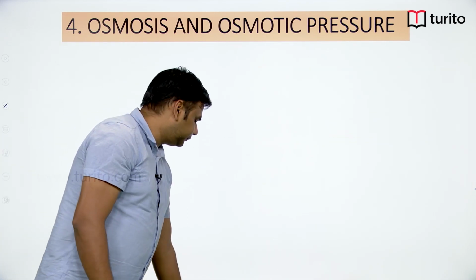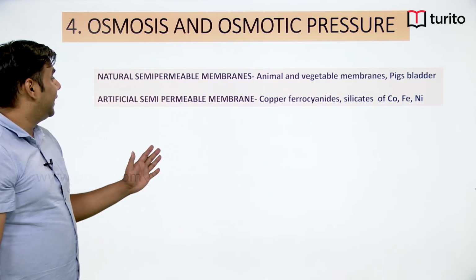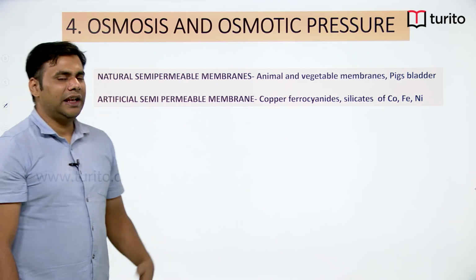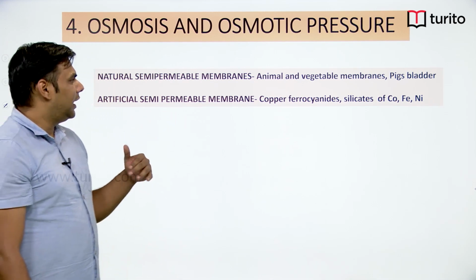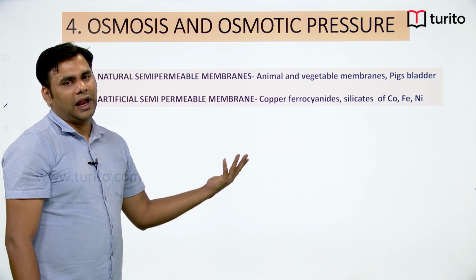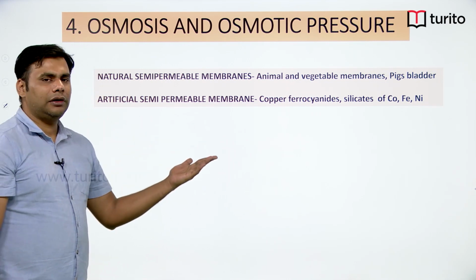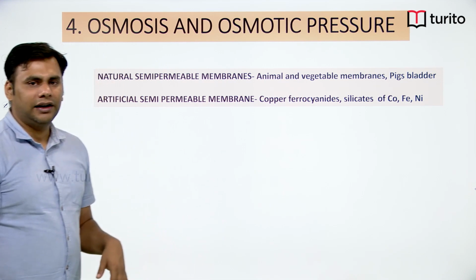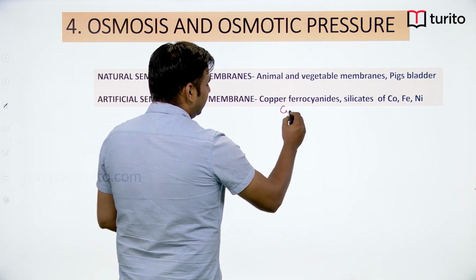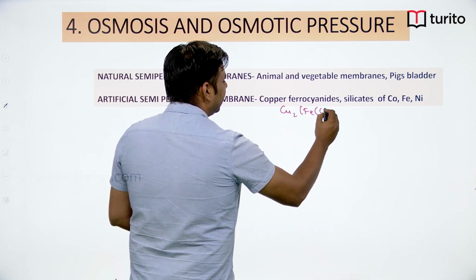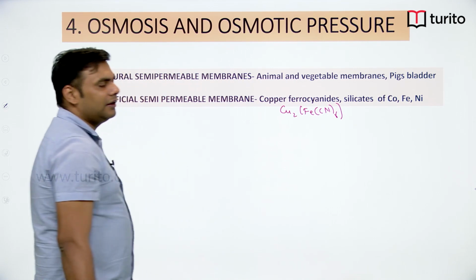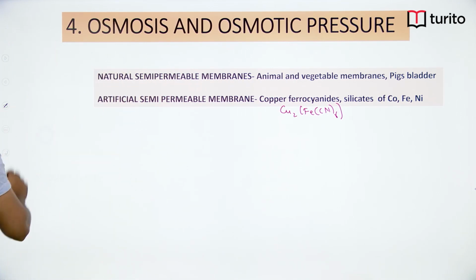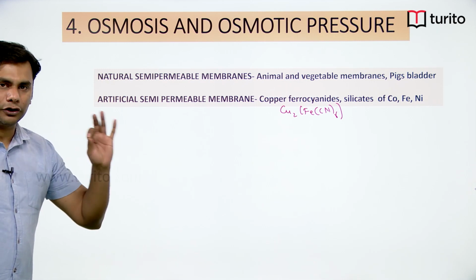Examples of semi-permeable membranes: a natural semi-permeable membrane would be an animal or vegetable membrane, and a common example is a pig bladder. Similarly, artificial semi-permeable membranes are those which are artificially made. A common example is copper ferrocyanide, which is Cu2[Fe(CN)6], or silicates of cobalt, iron or nickel. Now let me explain what exactly osmosis is and what osmotic pressure is.